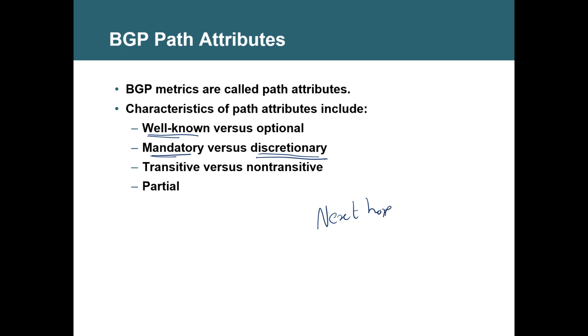There is no routing protocol, whether it is BGP or OSPF or RIP, that advertises a network without a next hop. Next hop is very important, not only for BGP, but for any routing protocol. Without a next hop, what is the point of having a route? There is no use of that route information without a next hop. That's why it is well-known mandatory. BGP calls it well-known mandatory. Next hop must be there in every advertisement. If not, it will be discarded and won't be accepted as a valid update.